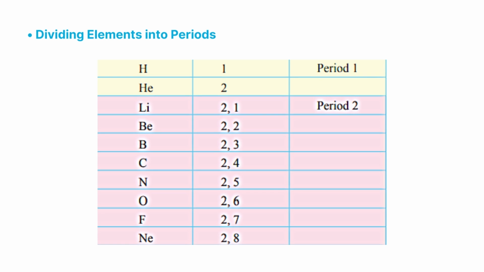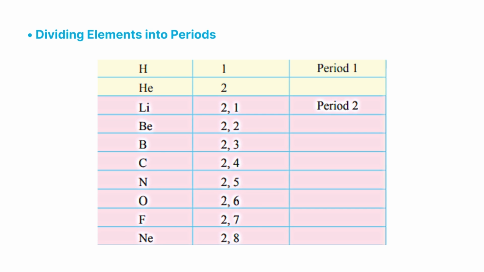Then lithium. Lithium 3. So 2 electrons in the first period and 1 electron in the second period. Starting from lithium up to neon, atomic number 3 to 10, they will have electrons in the first and the second energy level. And these elements belong to the second period of the periodic table.